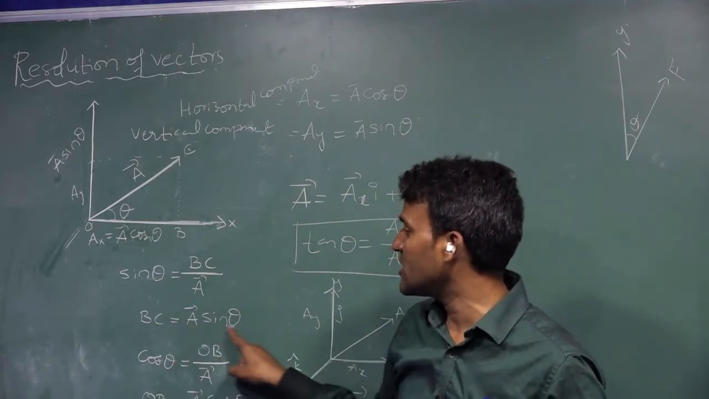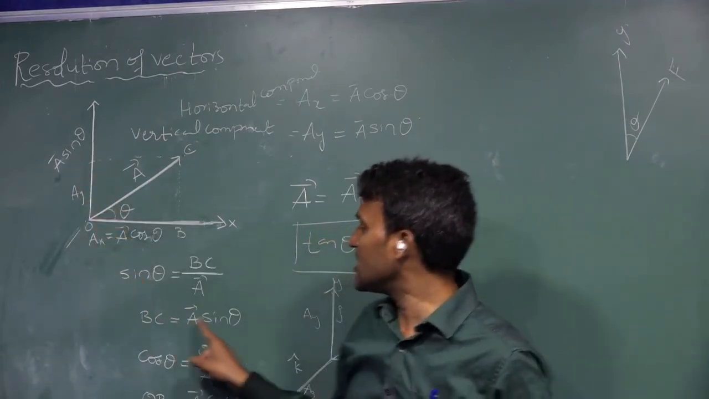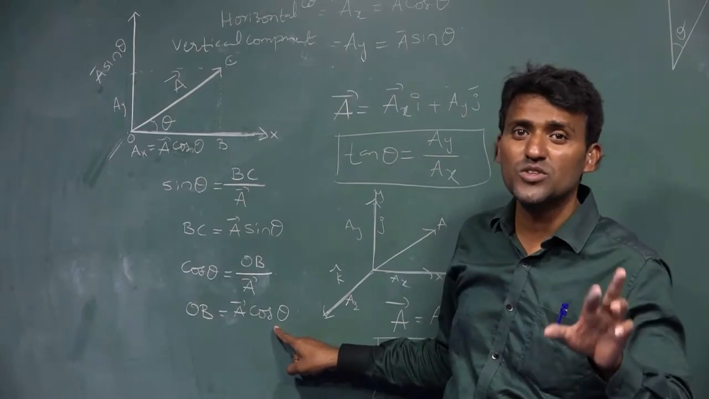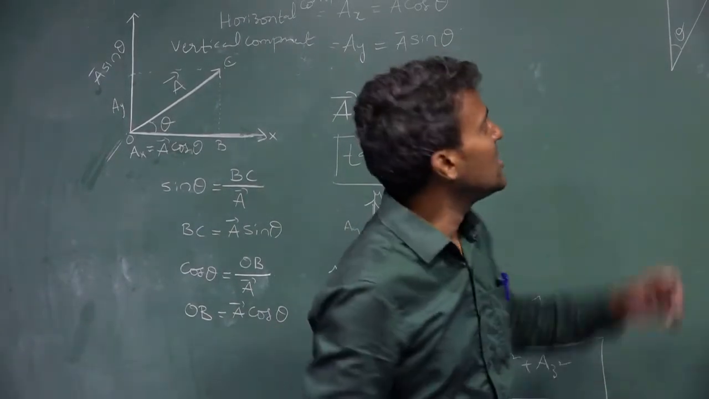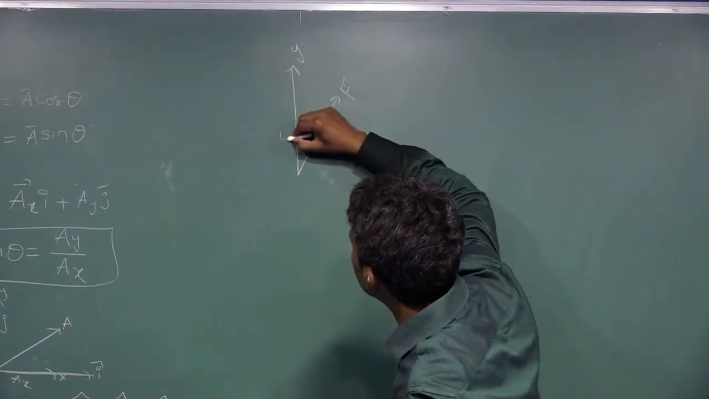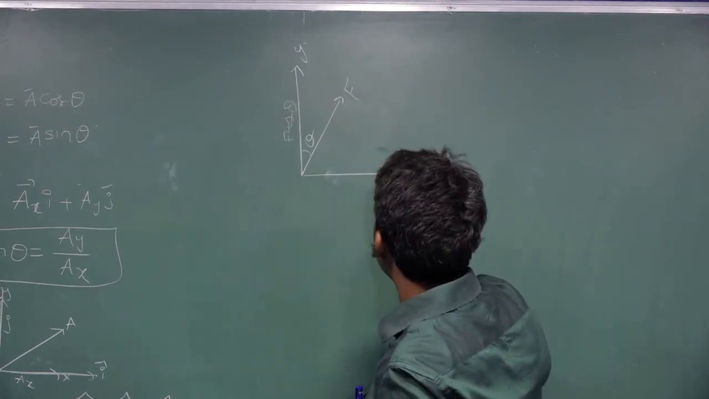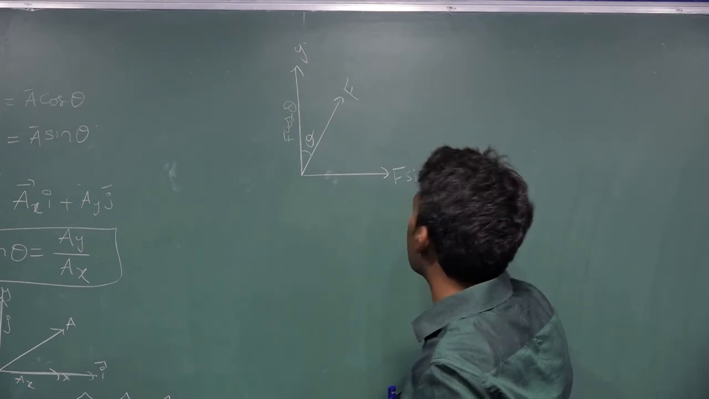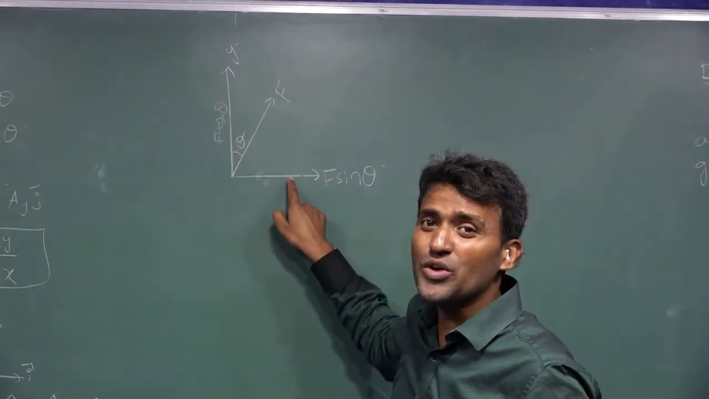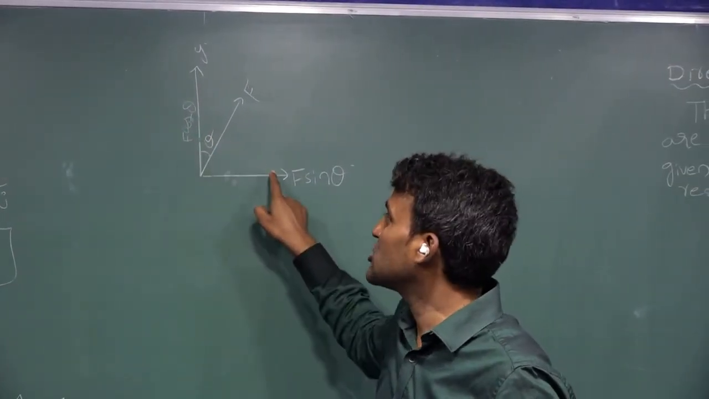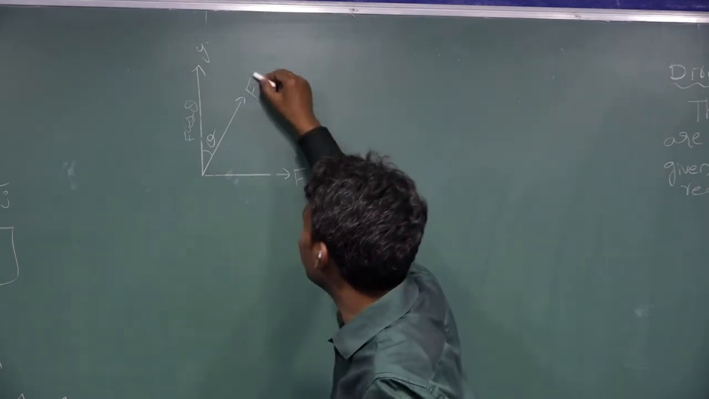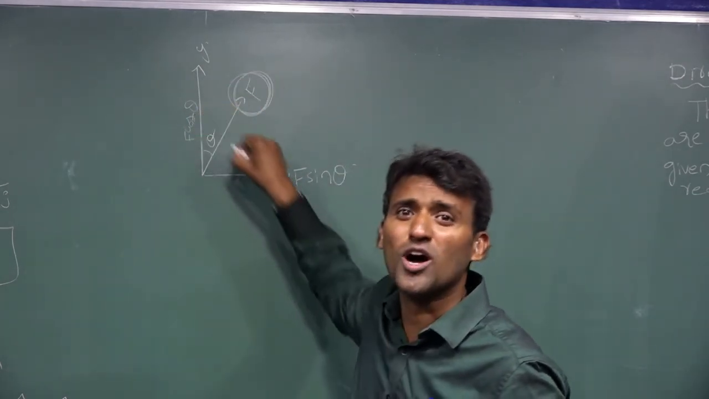BC is the vertical component, that is A sin theta, and the horizontal component is OB, that is A cos theta. So the horizontal component is cosine angle, the vertical component is sine angle. Now F is resolved into two components: the horizontal component is F cos theta, and the vertical component is F sin theta. Always these two components, horizontal and vertical, should be perpendicular to each other. The resultant should be within the two components.